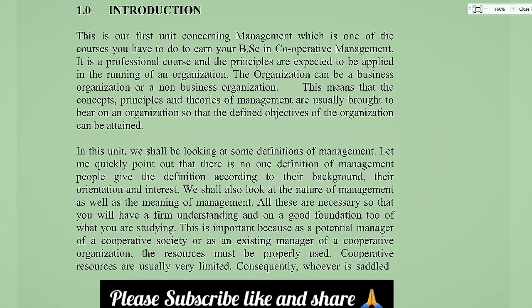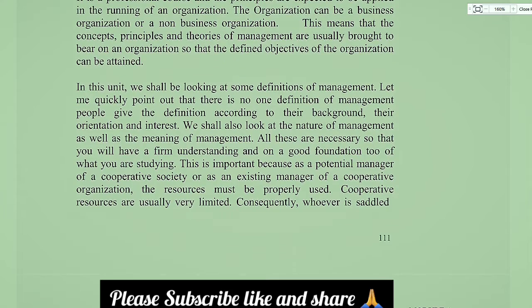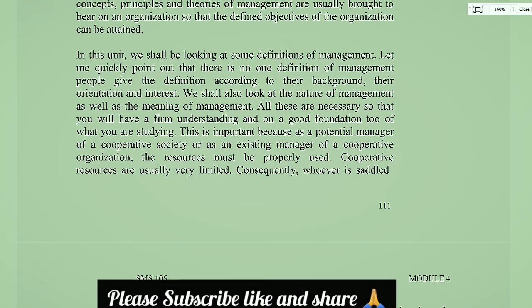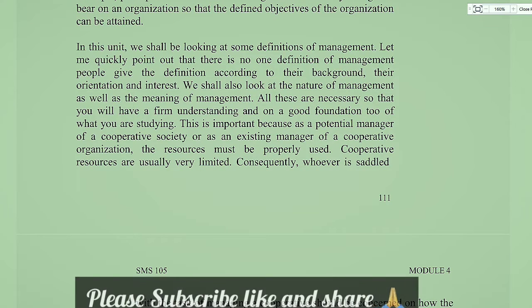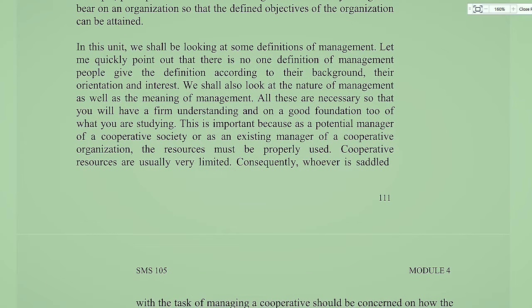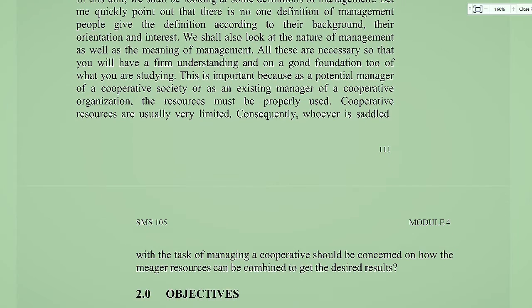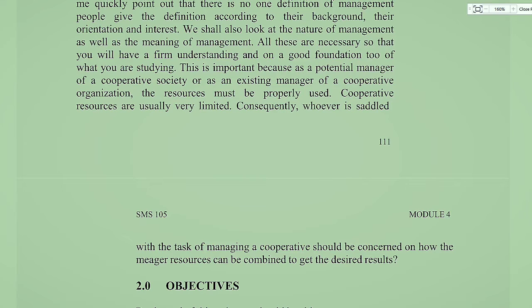In this unit, we shall be looking at some definitions of management. Let me quickly point out that there is no one definition of management. People give the definition according to their background, their orientation, and interest. We shall also look at the nature of management as well as the meaning of management. All these are necessary so that we will have a firm understanding and a good foundation of what we are studying.